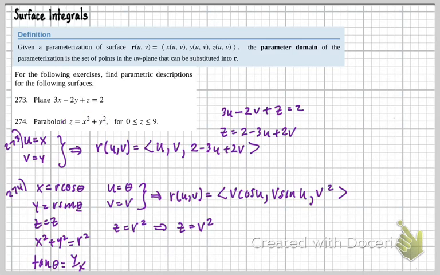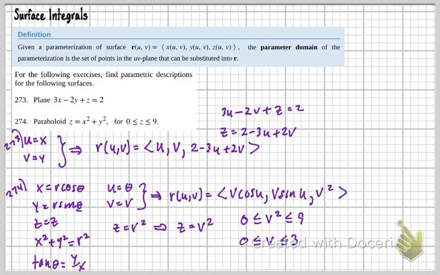So like I said a minute ago, remember z equals v squared. So really what I have here is 0 less than or equal to v squared less than or equal to 9. And then if I square root both sides, I'm going to get 0 less than or equal to v less than or equal to 3. So I will need these parameters as well.